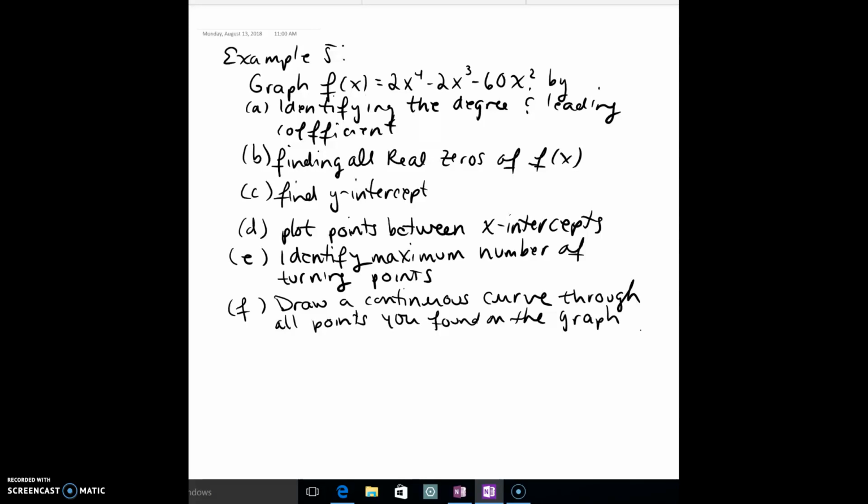We finish this section by taking a look at example number 5. And we're going to take a look at the polynomial f of x is equal to 2x to the fourth minus 2x cubed minus 60x squared. And we're going to graph it by using these 6 different steps that we see here.